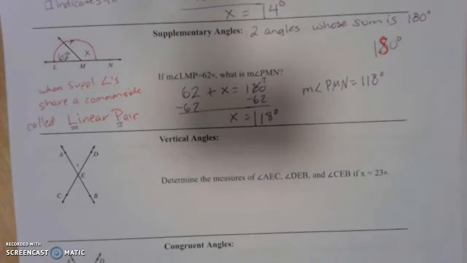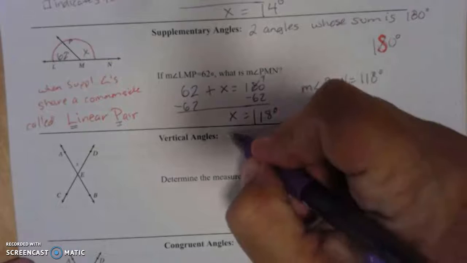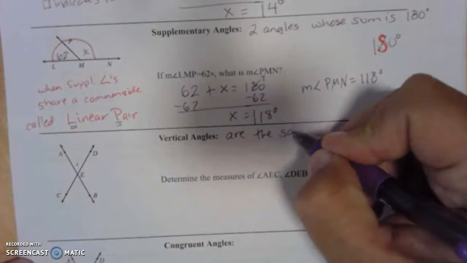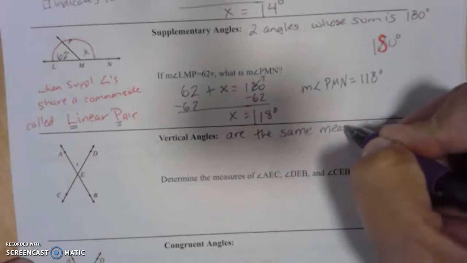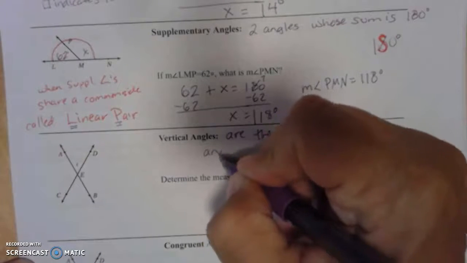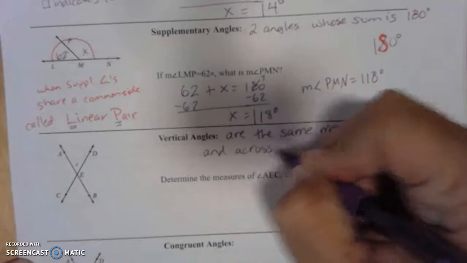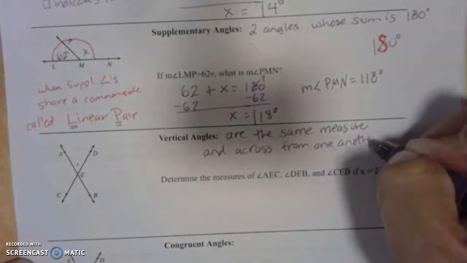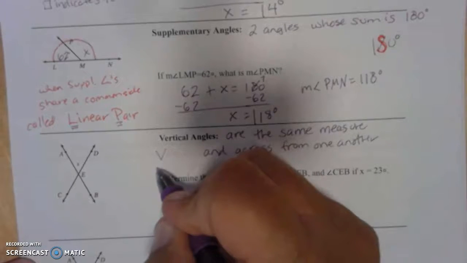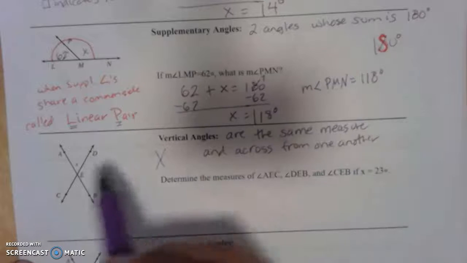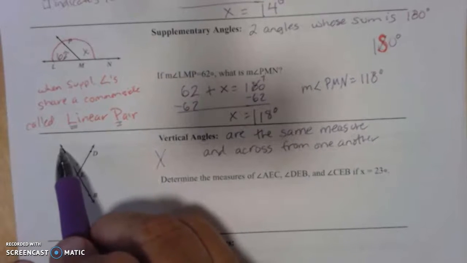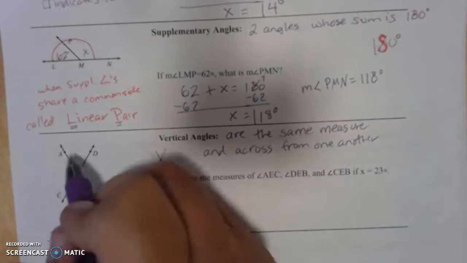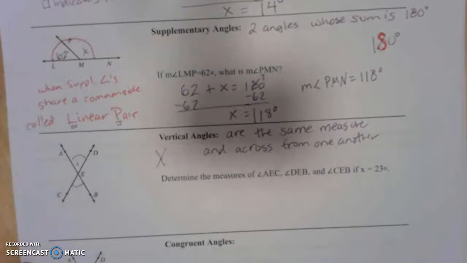Okay, let's look at vertical angles. Vertical angles are the same measure and across from one another. They also kind of make a V, like an upside down V. So angle AED and angle BEC are vertical angles. These are vertical angles here.